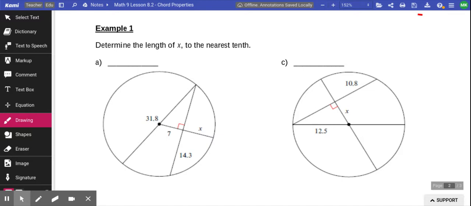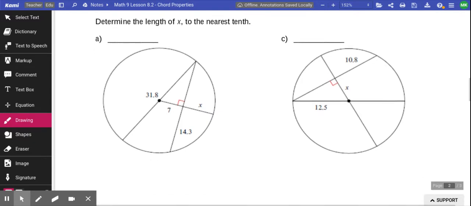Okay, let's do this first question. It says determine the length of x. So if I look at this question here, x is this gap from here to here. That's x. That's what I'm looking for. There's lots of different ways you could tackle this question. I'm going to show you my strategy for it.